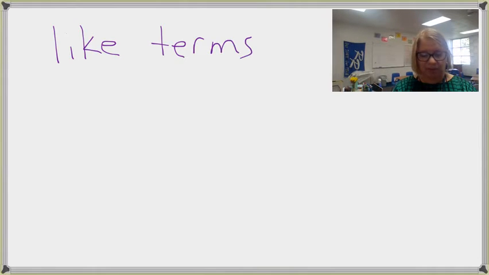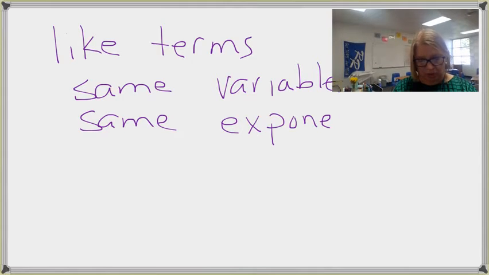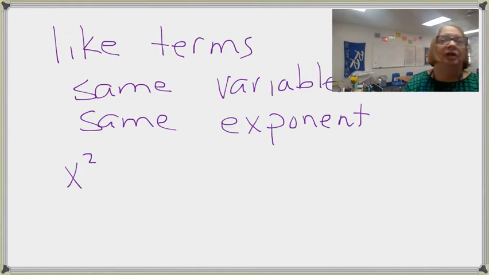We did introduce something a little bit new in that with an x squared. So like terms in algebra have the same variable and the same exponent. So if you have x squared, you can only add or subtract that with another x squared.